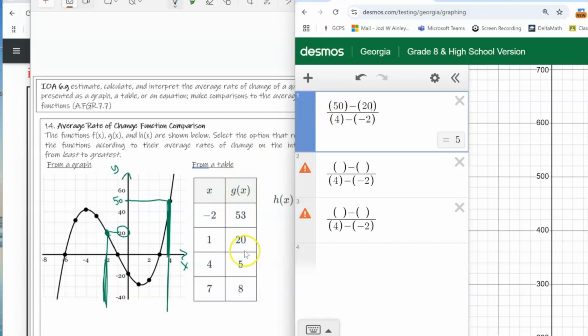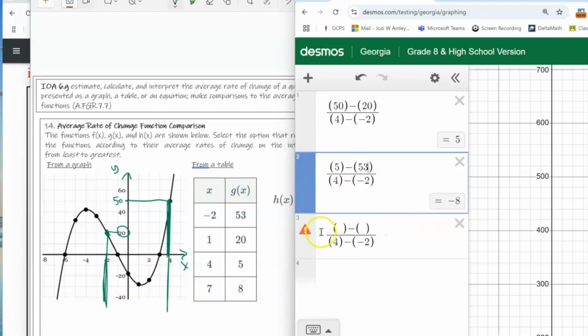I'm going to go next to g of x. This one's a lot easier. I'm looking for 4. When x is 4, y is what? 5. When x is -2, what's g of x? 53. There's my average rate of change for that one.